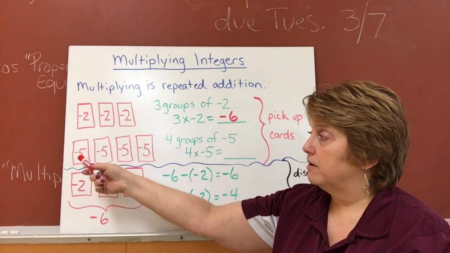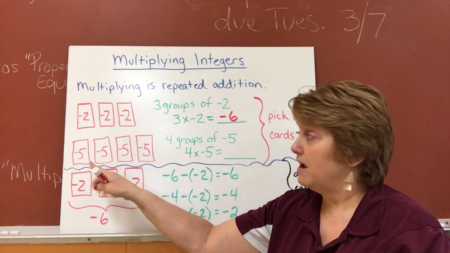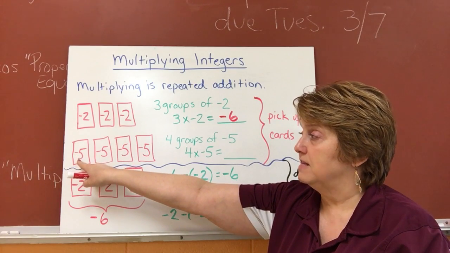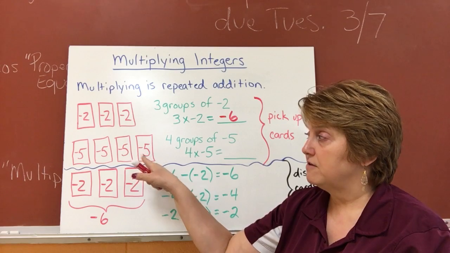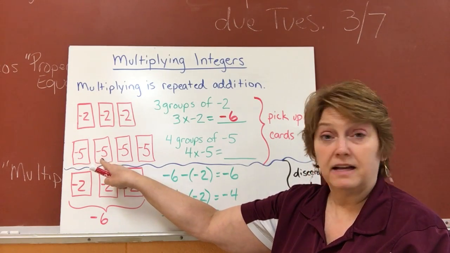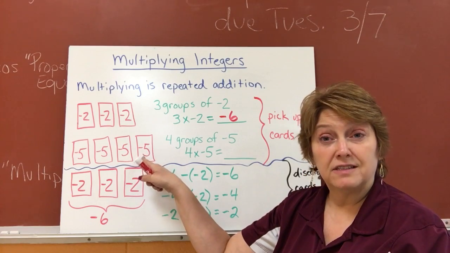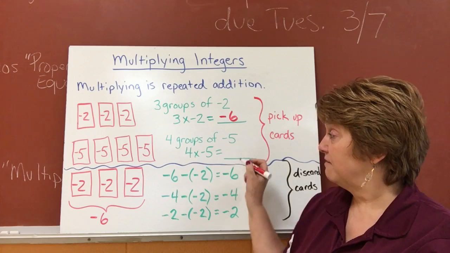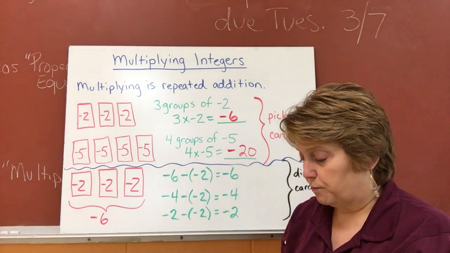So this is like saying we're picking up three groups of -2. So the next one I have here is -5. There are 4 times we're going to pick up a -5 card. So if we want to pick up 4 groups of -5, that's -5 plus -5 plus -5 plus -5. So -5 and -5 is -10, and then 2 more -5s is -20. So 4 groups that we pick up of -5 would be -20. Okay, so pretty simple there.